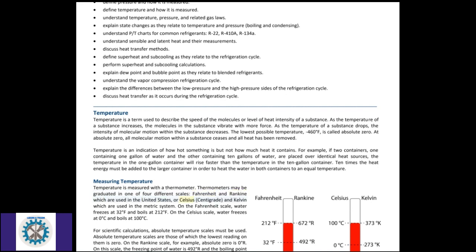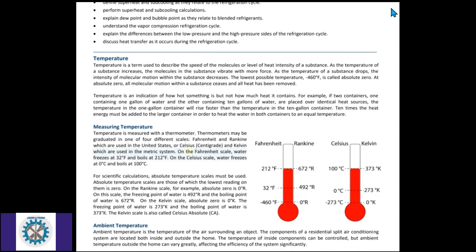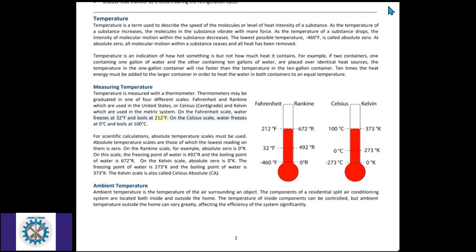Temperature is measured with a thermometer. Thermometers may be graduated in one of four different scales: Fahrenheit and Rankine, which are used in the United States, or Celsius, centigrade, and Kelvin, which are used in the metric system. On the Fahrenheit scale, water freezes at 32 degrees Fahrenheit and boils at 212 degrees Fahrenheit. On the Celsius scale, water freezes at 0 degrees Celsius and boils at 100 degrees Celsius.